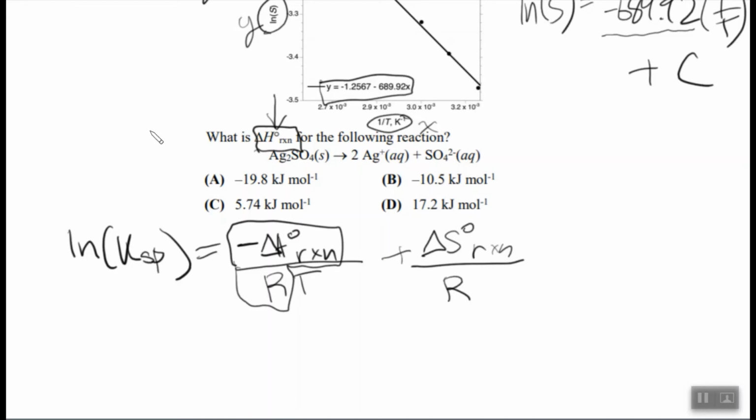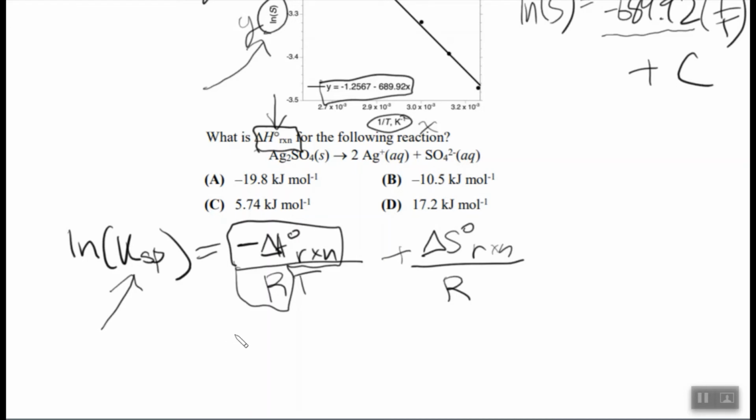We don't have ln of Ksp, we have ln of this molar solubility. That's completely different, and therefore we have to modify our approach a little bit. So what I would do is find the way to make this Ksp turn into an S. Now we can relate Ksp and molar solubility through the equilibrium expressions. So let's figure out how that works.